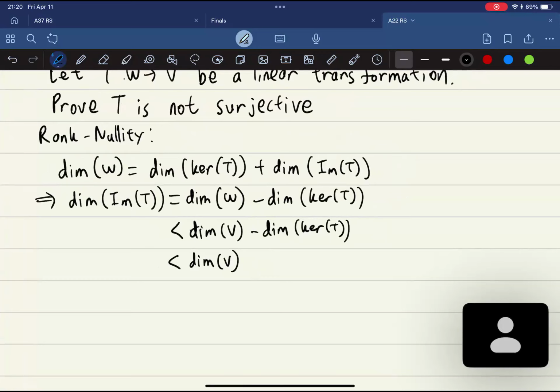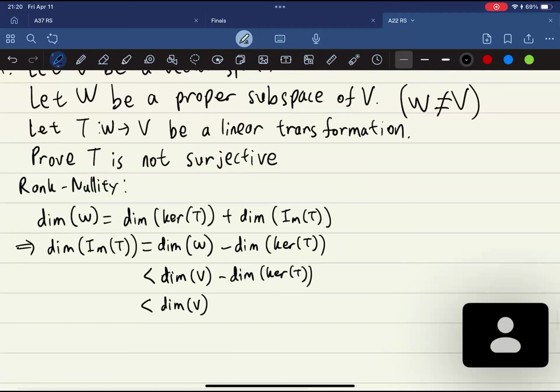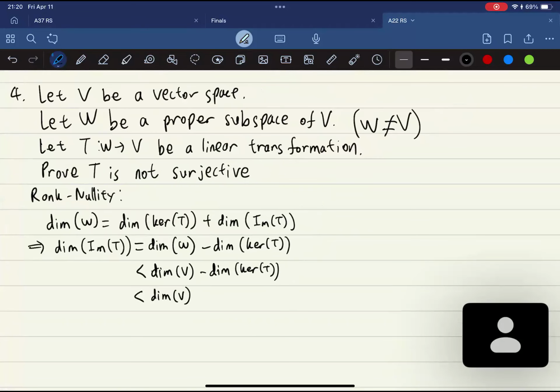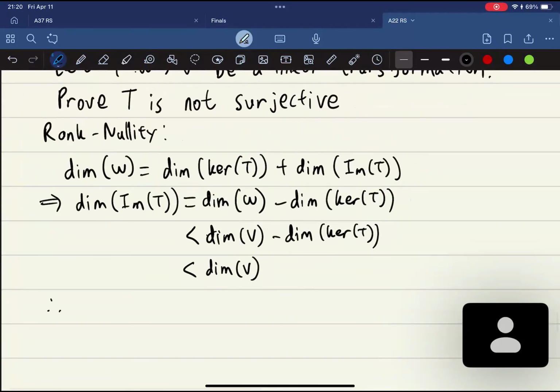Yeah, you can also say that. Wait, I'm not sure if you're allowed to say that directly, but I don't know. It depends on the instructions, I guess. Yeah, Thomas does that? Oh, well, okay. This is a bad question then. This is too trivial. Well, anyways, you can also do it this way. Yeah, and that's it. Therefore, T is not surjective.